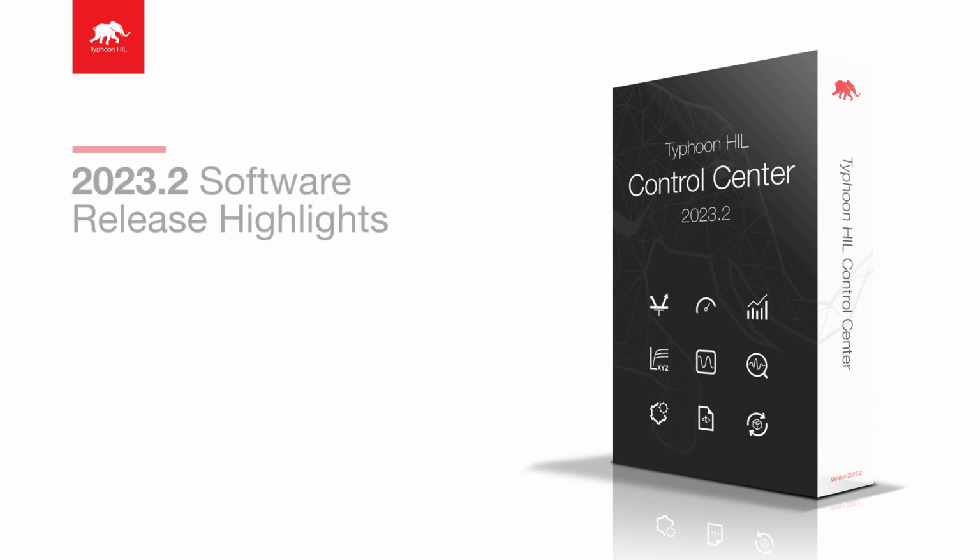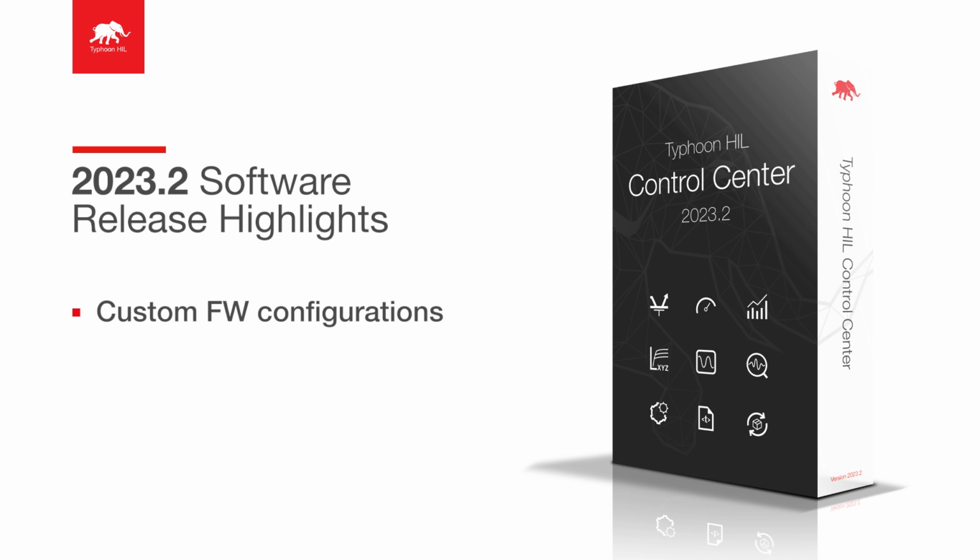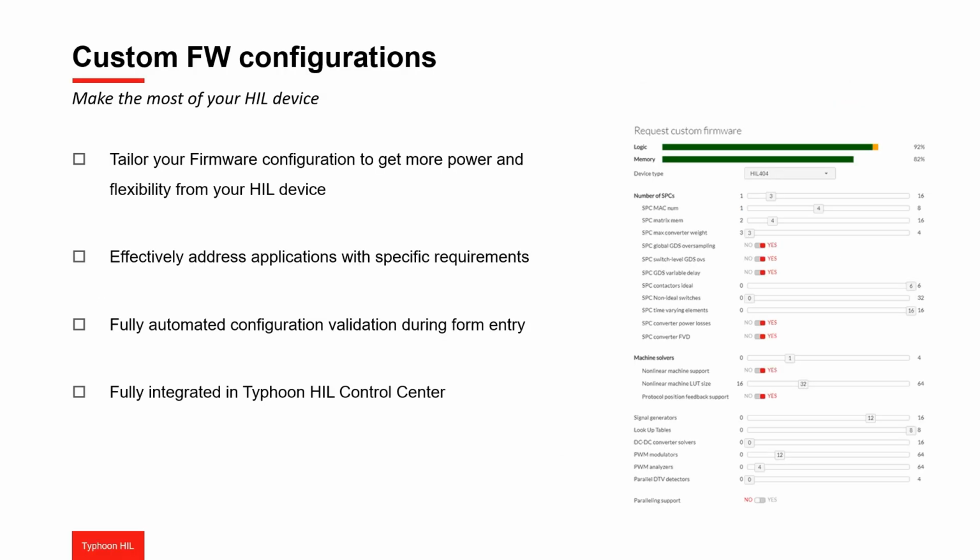Hello and welcome. This tutorial video is on custom firmware configurations, a new feature available from Typhoon Hill Control Center 2023.2. This feature allows you to tailor the firmware configuration of your Hill device to meet specific application requirements. The feature is fully integrated into Typhoon Hill Control Center to provide a high degree of freedom in configuring your device. Let us explore the capabilities and benefits of custom firmware configurations.